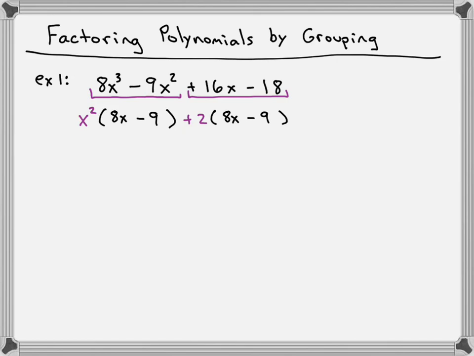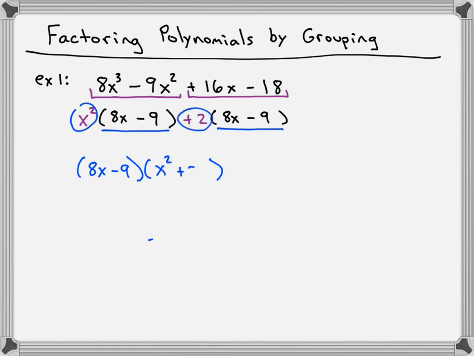Now if you look at this, these two pieces should be identical to each other if we did this correctly. So that essentially now becomes our common factor that we can factor out of these two terms. So we can factor out that 8x minus 9, and that's going to leave us with those two pieces that were left, the x squared plus 2, giving us our final answer of 8x minus 9 times x squared plus 2.